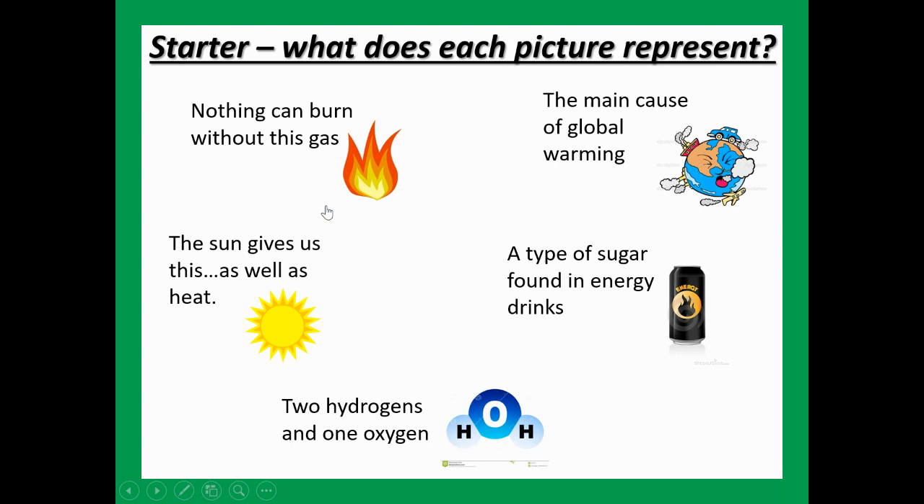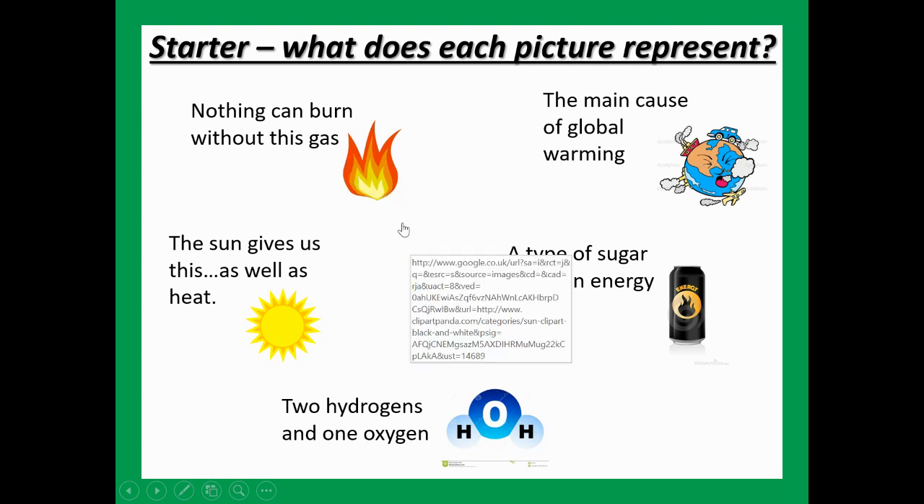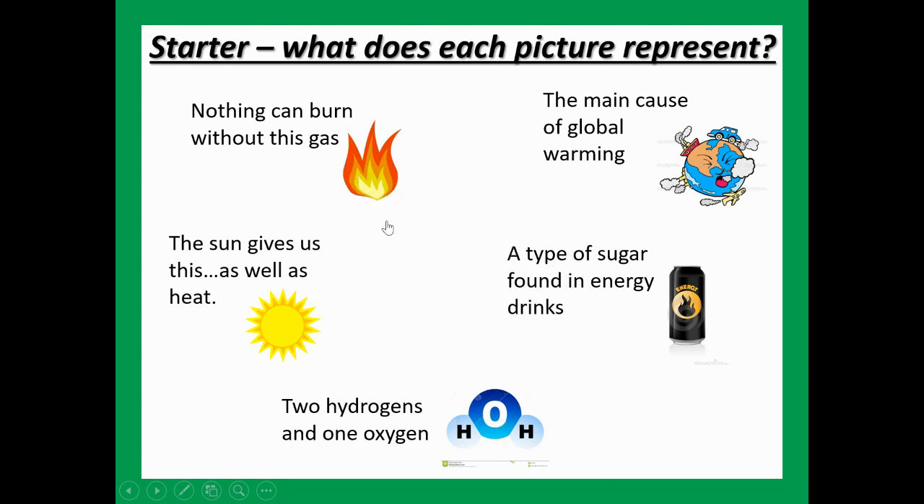Okay, welcome back. The first one, nothing can burn without this gas. That is oxygen. Oxygen is a gas that is required for burning and is also a product of photosynthesis.